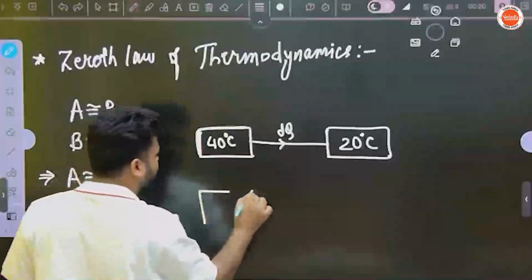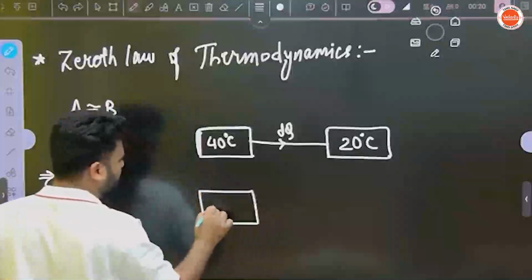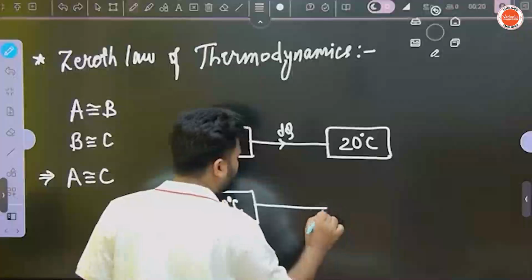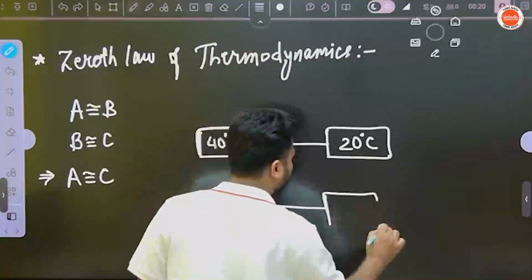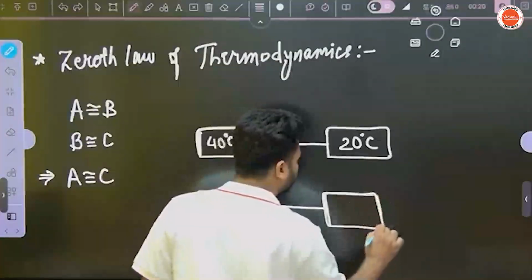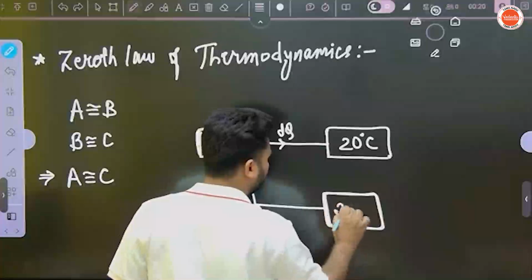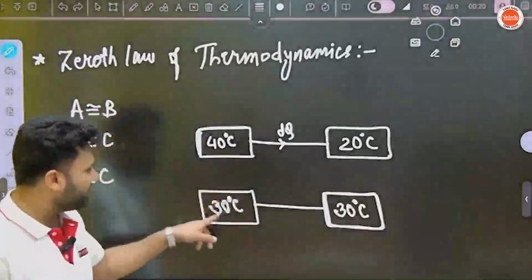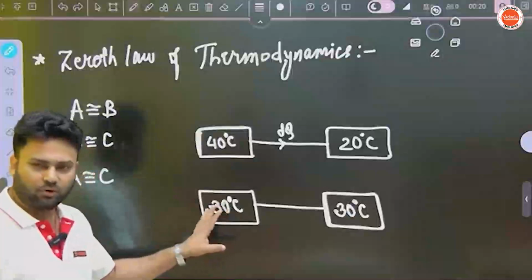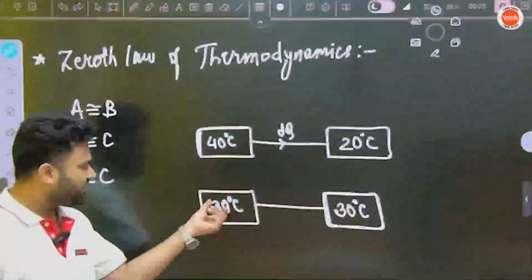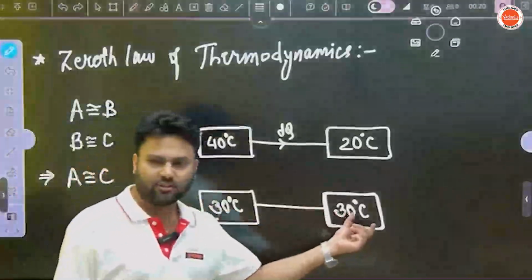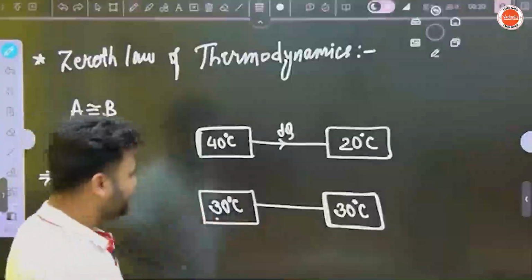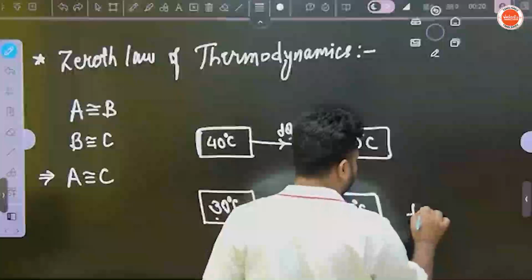So what will happen after some time? Suppose this temperature decreases to 30 degrees Celsius, and this temperature also becomes 30 degrees Celsius. Now, will there be any change in temperature? No, there will be no change, because its temperature is also 30. So heat will not flow. So this is the stage of thermal equilibrium.